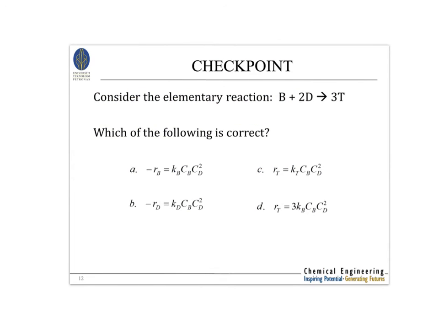Okay, before we move on, let's just check your understanding so far. Consider this elementary reaction: B plus 2D to produce 3T. Which of the following is correct?